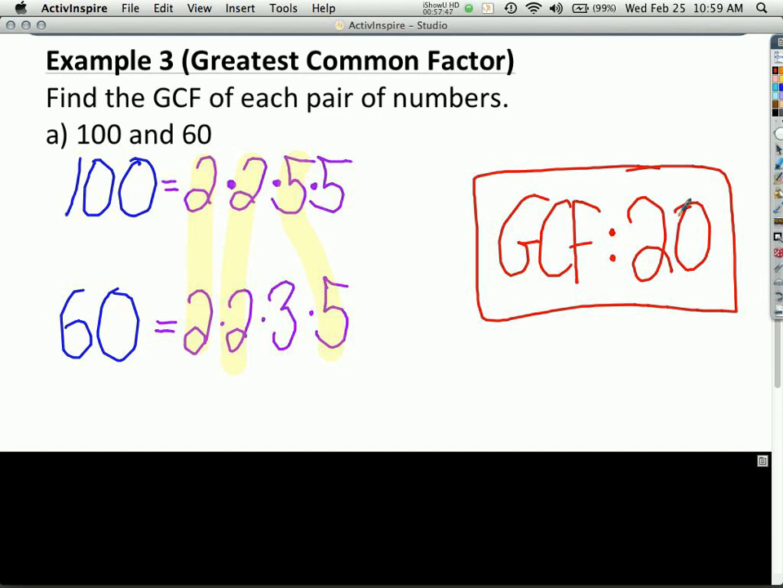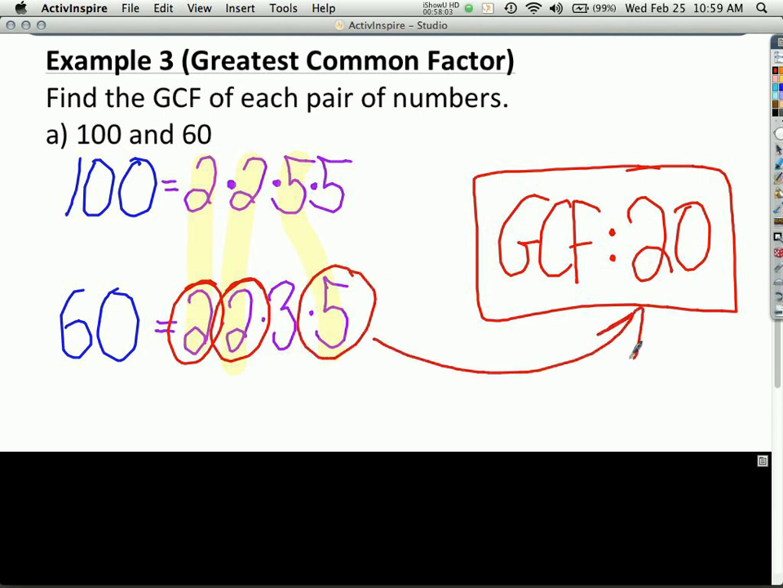This is the prime factorization of 100. This is the prime factorization of 60. If you find what they have in common and multiply them together, then you get the greatest common factor.